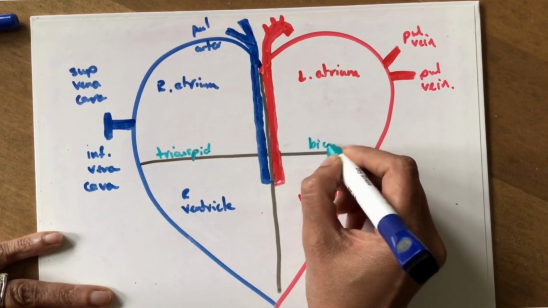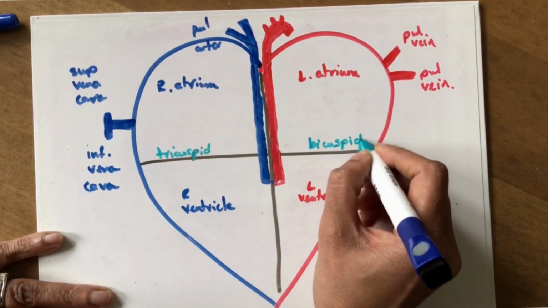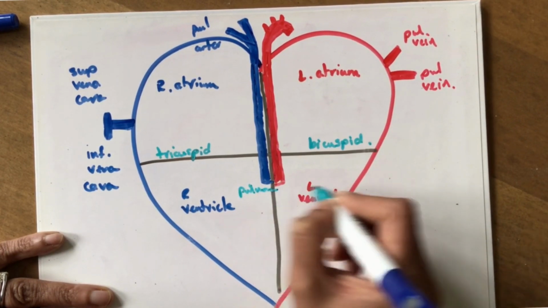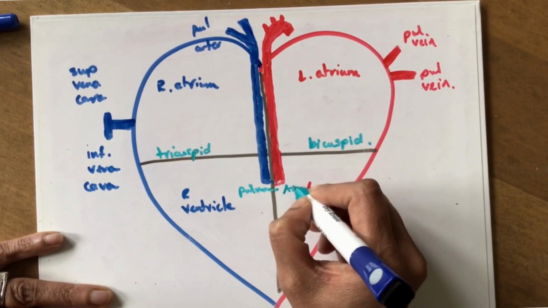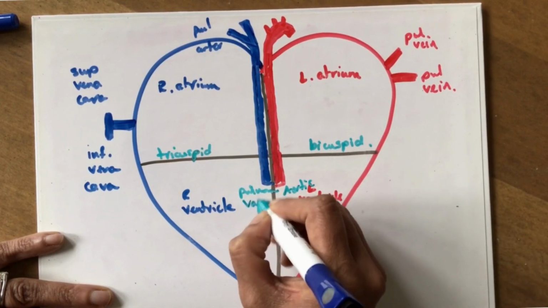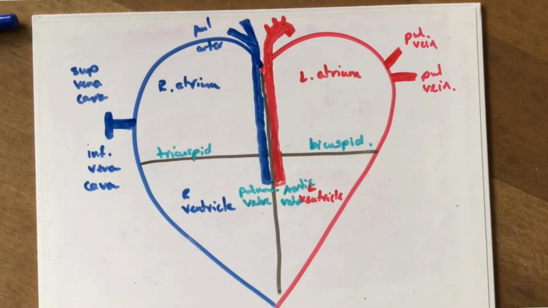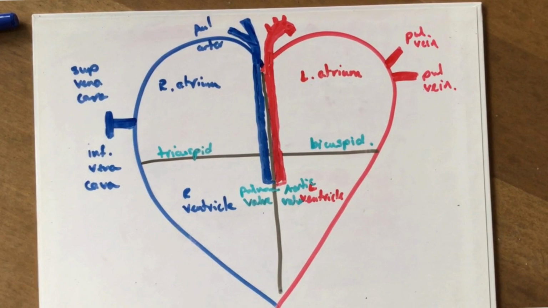And then just grab another color marker for the valves, and we know try before you buy, so we know that tricuspid is on the right side, and then the bicuspid is on the left. And then, of course, don't forget the pulmonary valves and the aortic valves and where they go. And there you have it. That's essentially your diagram. And if you didn't label it, you could probably be done within 30 seconds.